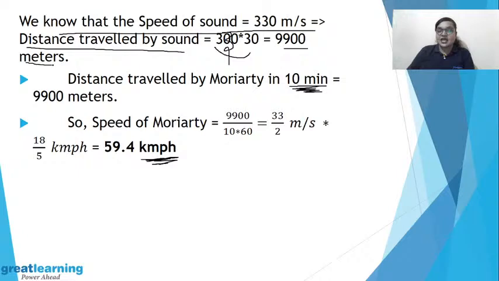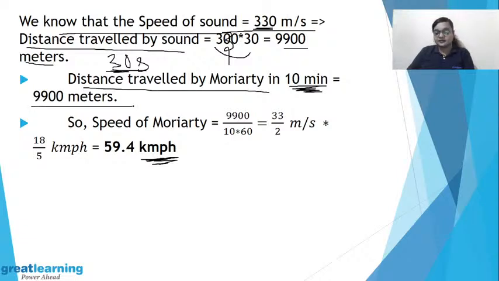That is 9,900 meters because it is traveling for 30 seconds, right? In 1 second it is traveling 330 meters. So for 30 seconds it is going to travel 330 into 30, right? So the same distance is what was traveled by Moriarty. That is nothing but 9,900 meters, right?